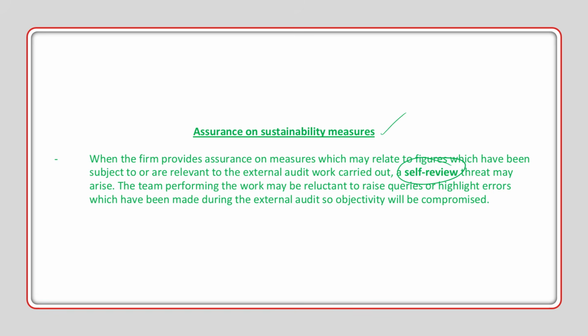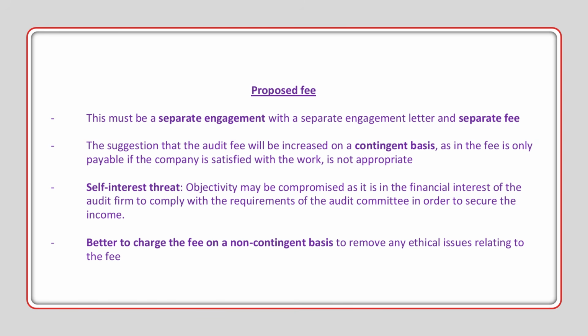So when the firm provides assurance on measures which may relate to figures which were subject to external audit, there is self-review threat, and then explain that we might not be working objectively. So 1 mark for explaining how the self-review is. So there's no self-review in creating that report, but in assurance, there is a self-review threat.